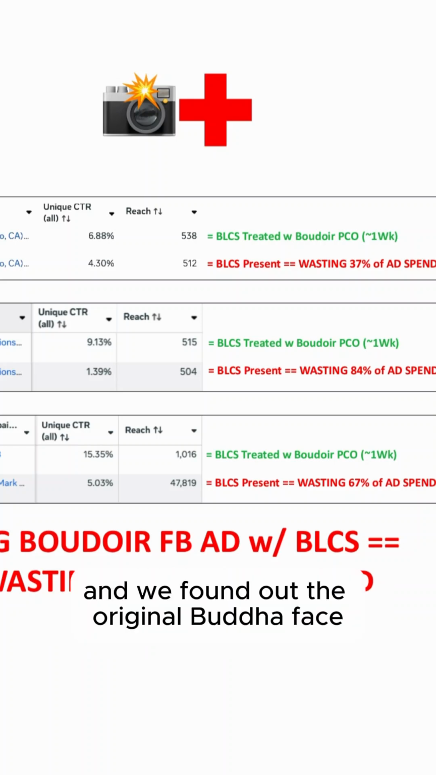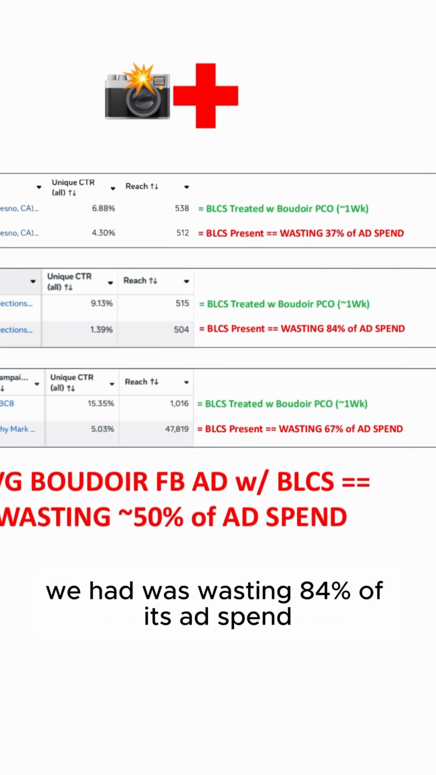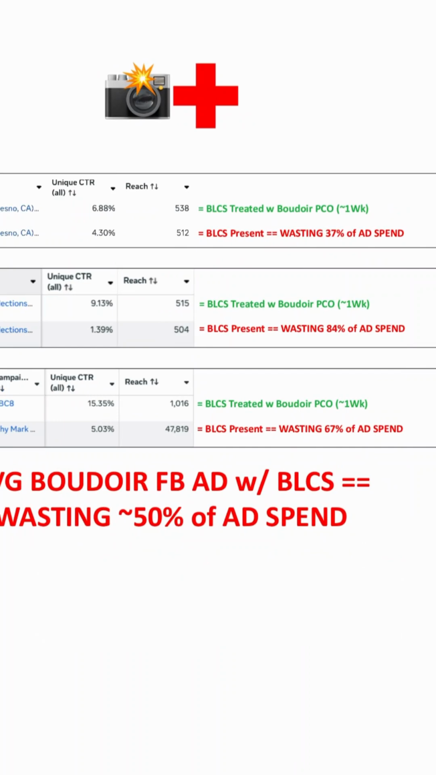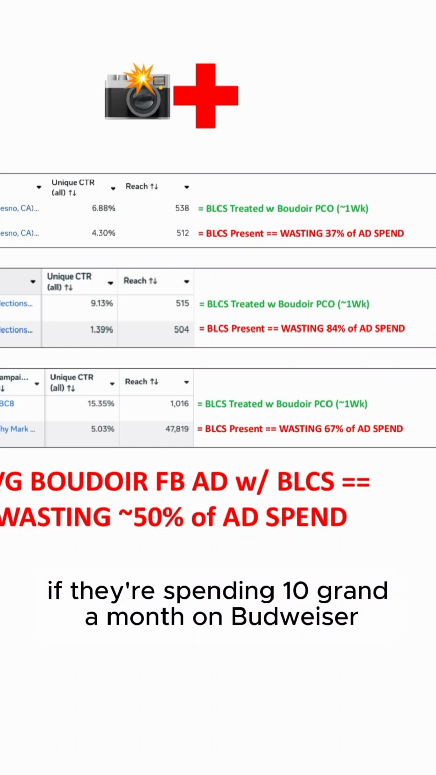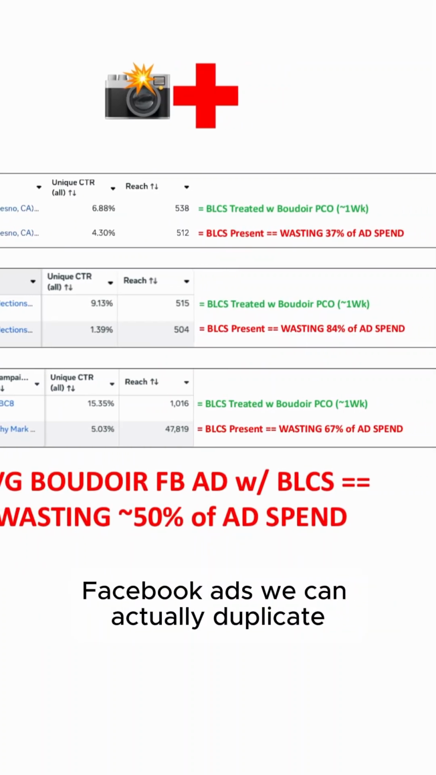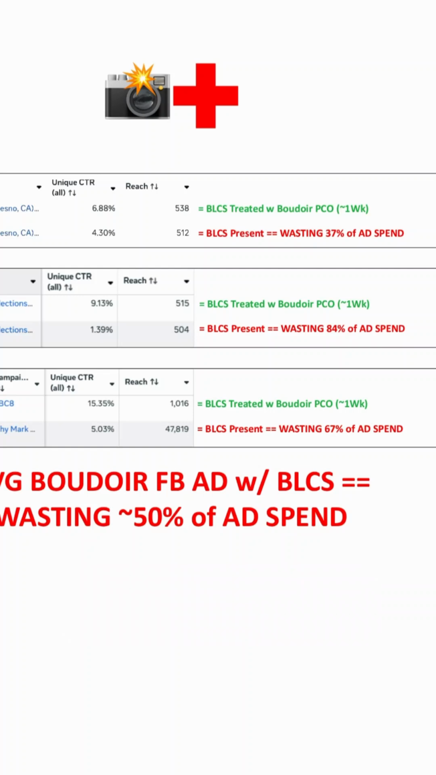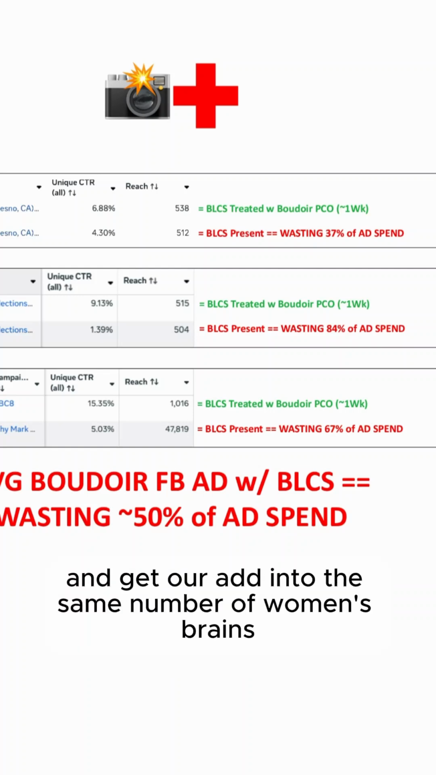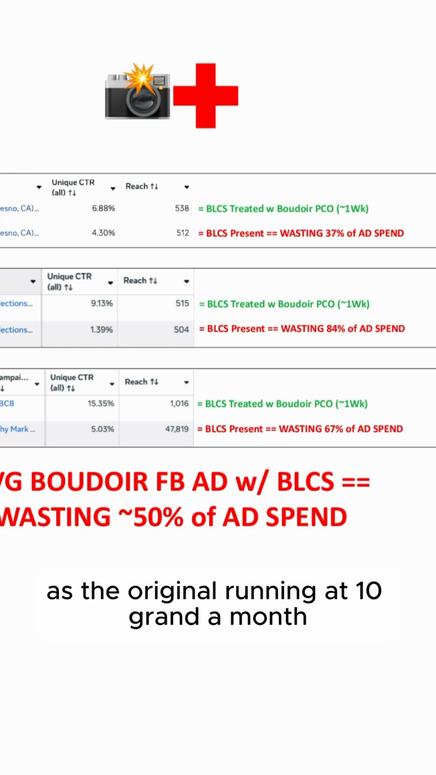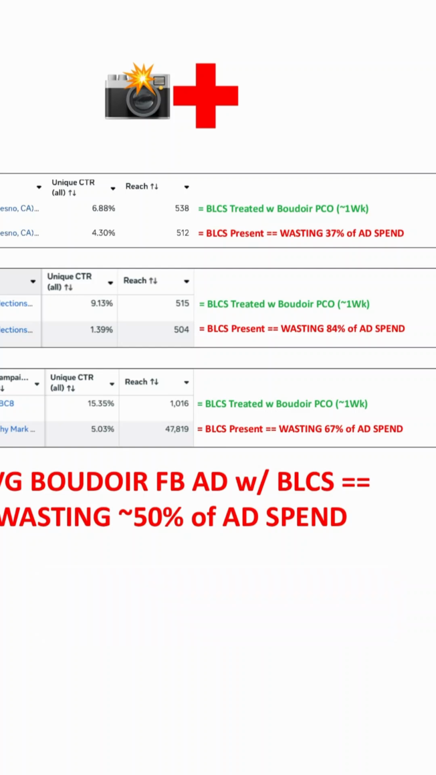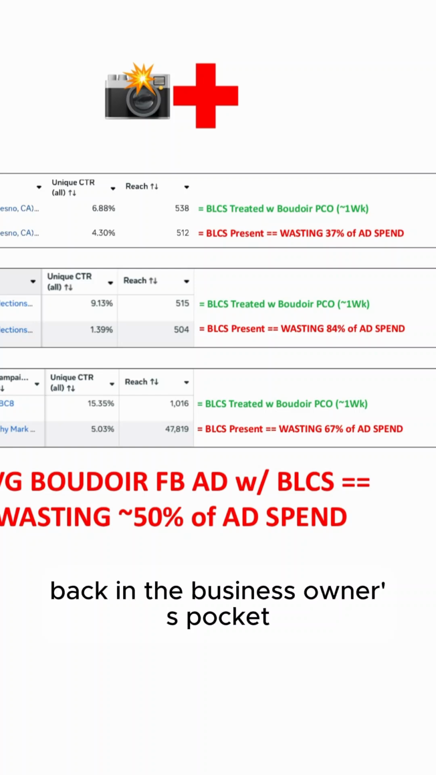And we found out the original Boudoir Facebook ad is wasting 84% of its ad spend. So since it is wasting 84% of its ad spend, if they're spending 10 grand a month on Boudoir Facebook ads, we can actually duplicate. We can just take our spend, put it on the Boudoir Pico treated ad at $1,600 a month and get our ad into the same number of women's brains as the original running at 10 grand a month. So $8,600 a month in savings. Literally, what's that? 100 grand in the next year, kind of like phantom profit back in the business owner's pocket.